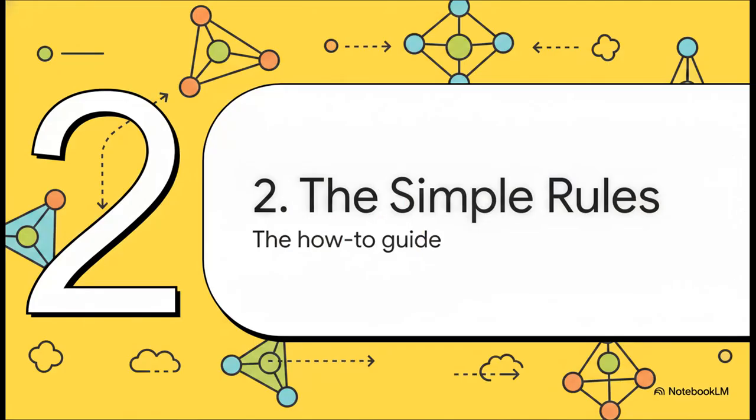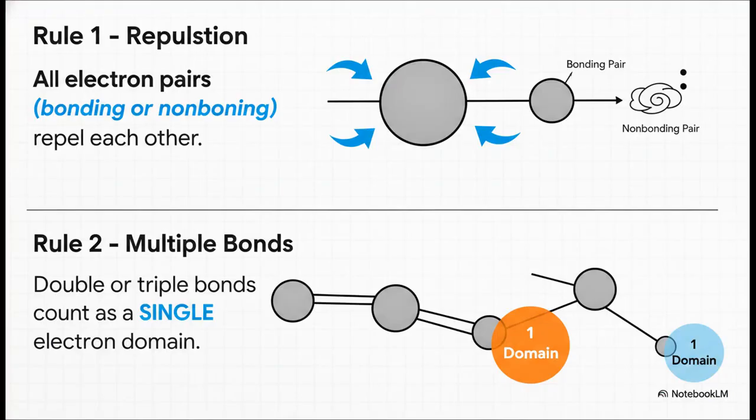All right, on to section 2, the simple rules. This is your how-to guide. Look, there are really only 2 rules you need to keep in your head. First, it doesn't matter if the electrons are in a bond or if they're a lone pair just hanging out, they all repel each other. And second, and this one is a biggie, so listen up, a double bond or a triple bond only counts as one electron domain. Just think of it like one big super bond, one group of electrons all pointing in the same direction.